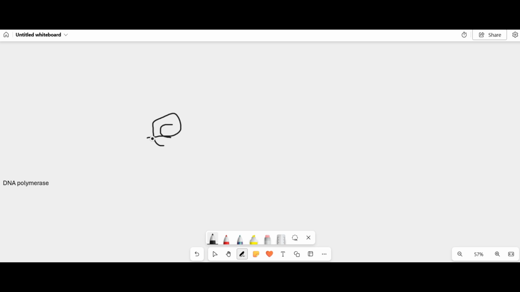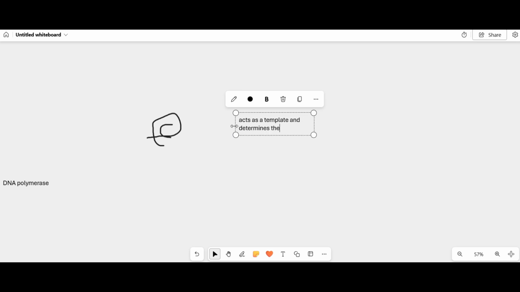Use your knowledge of the semi-conservative replication of DNA to suggest the role of a single strand. So obviously the single strand is what gets broken up in the first place, and that's going to act as a template for the free nucleotides to come in. So it acts as a template and determines the order of bases.